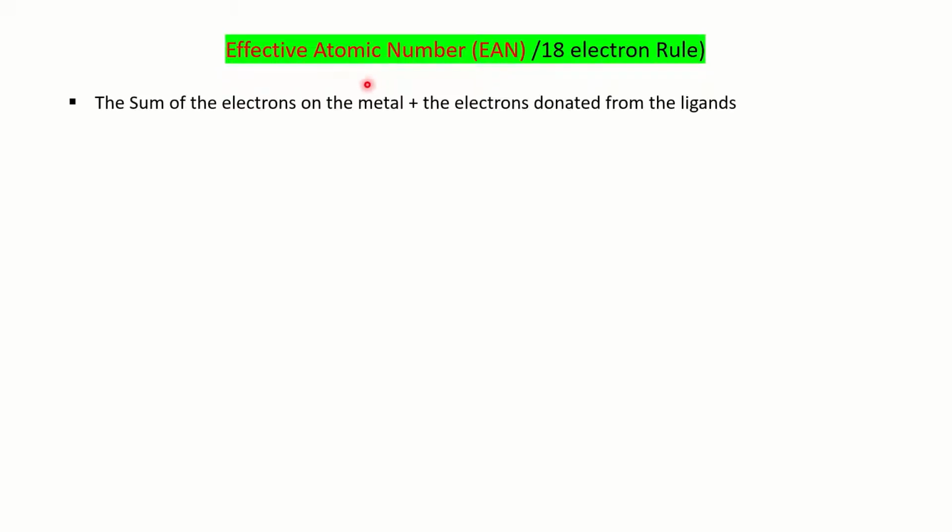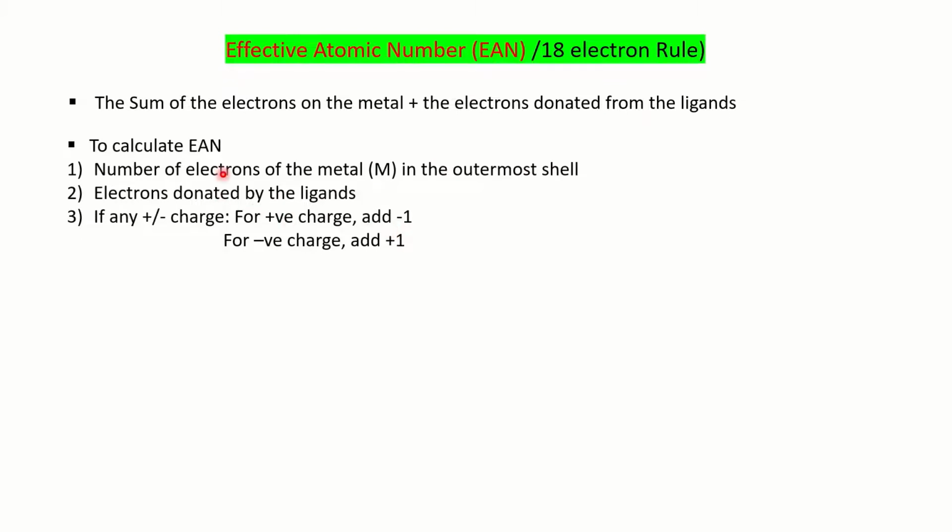So this was the overview of organometallic compounds. Now we will discuss about EAN, that is effective atomic number, or 18 electron rule. So what is 18 electron rule? Basically it is the sum of the electrons on the metal plus the electrons which are donated by the ligands. Now these are the steps which we have to follow while calculation of the EAN or 18 electron rule.